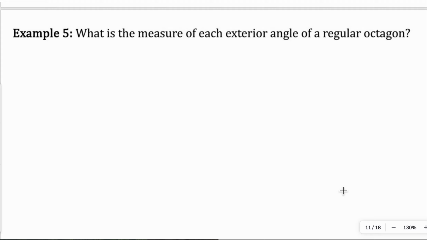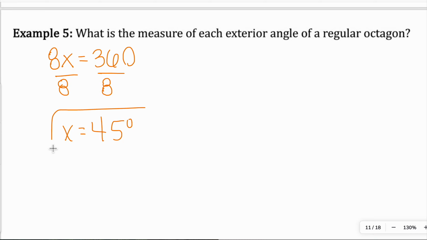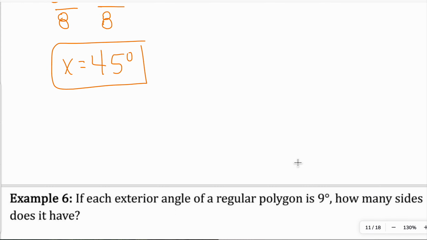What is the measure of each exterior angle of a regular octagon? So, a regular octagon would have 8 sides, which means it's also going to have 8 angles. Those 8 angles times a magic number will be equal to 360, so really we're just dividing 360 by 8. We should get 45. That means each exterior angle of a regular octagon is going to be 45 degrees.